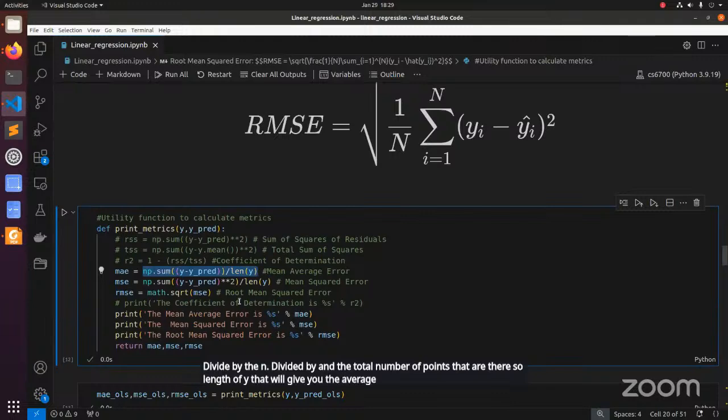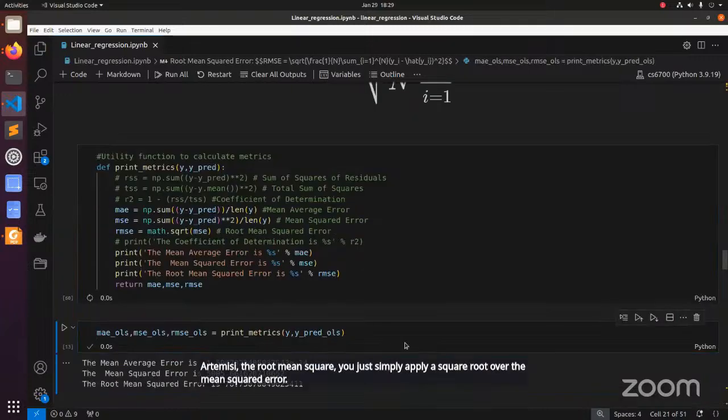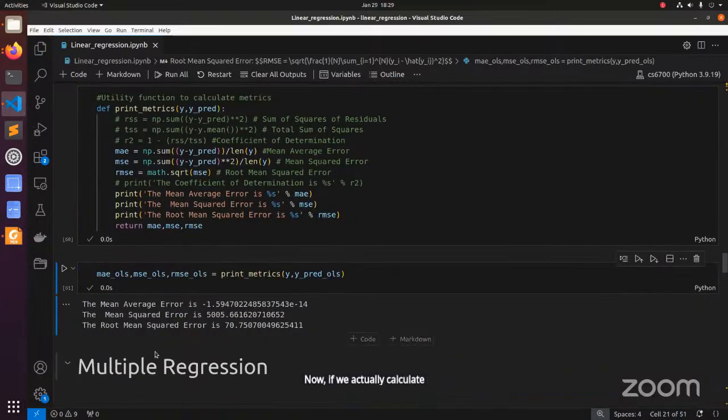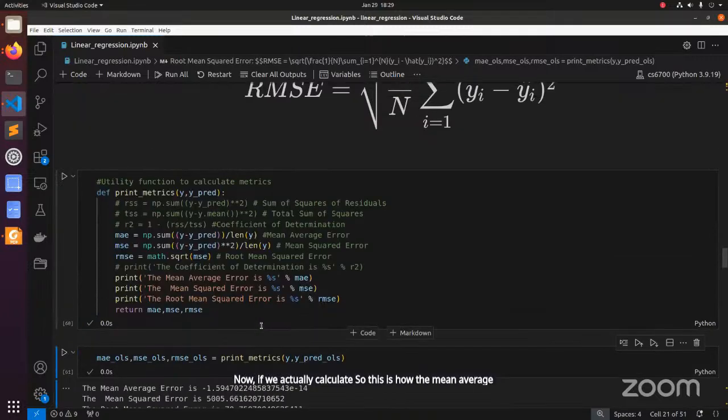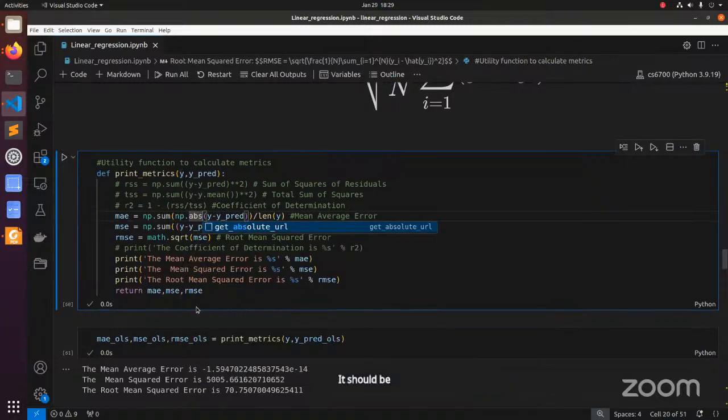So that is the mean average error. Similarly, we have the error squared sum divided by n. This will give you the mean squared error. This is the square of the error and the mean value of that. For RMSE, the root mean square error, you simply apply a square root over the mean squared error. Now, if you actually calculate, this is how the mean average error looks. I think this is, wait a sec. It should be np.abs.